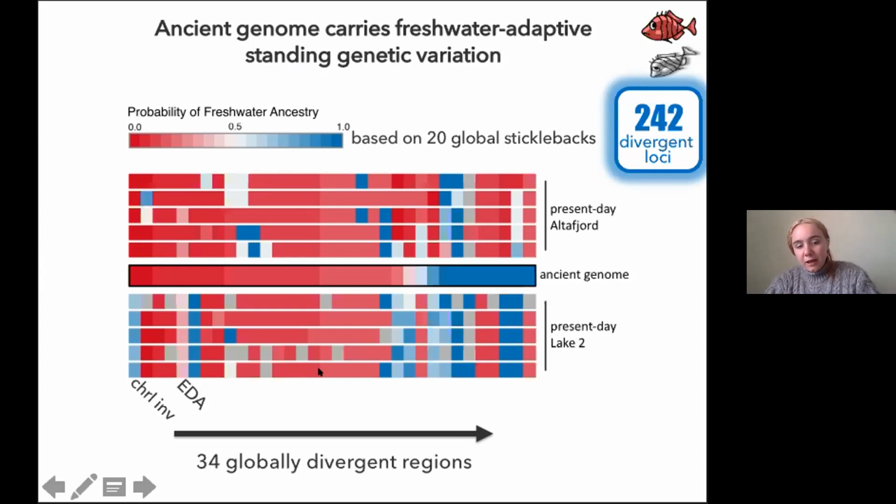And for Lake 2, we can also see it's not carrying the freshwater adaptive version for each of these divergent regions, it's actually carrying the marine version for some of them. And this could mean that the individuals in Lake 2 are just poorly adapted to the freshwater environment, which would also match that we see the strong bottleneck, we see these huge homozygous regions throughout the genome. But it could also be that they have another set of alleles in their genome that help them adapt to the new environment.